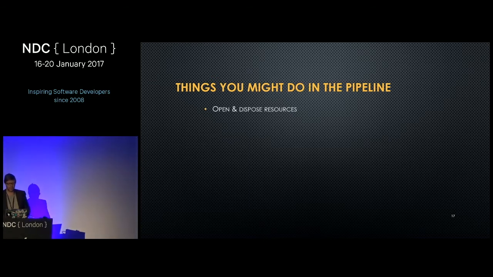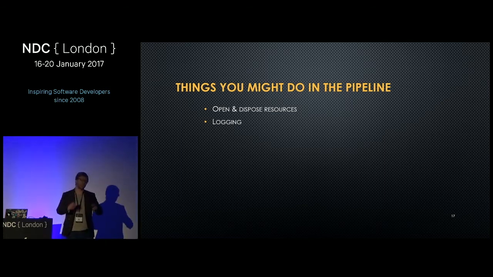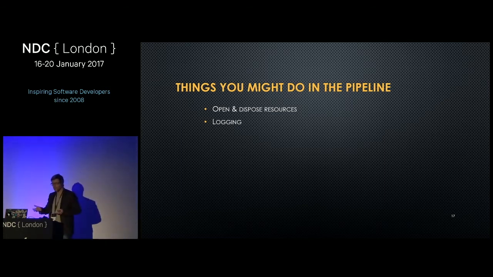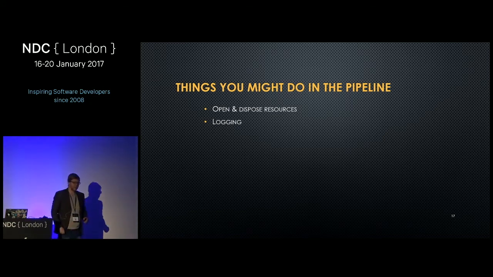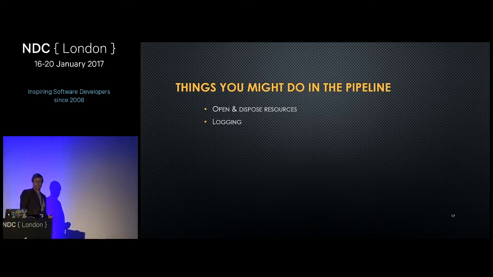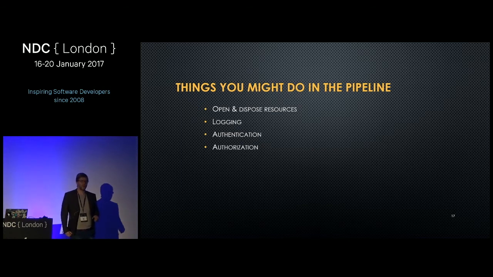So, things you can do in the pipeline. You can open and dispose of resources in a general sense. That could be database connections. If you want to do the per request thing, you might want to consider being more precise than that, but that could be other resources that you need. You can push that out of the application logic and get it into middleware. You can do logging, and we're going to look a little bit at that. You can do authentication. You could do authorization. You might want to do some of that in the application as well. But you could do authorization in the sense of, are you even allowed to interact with this service at all?